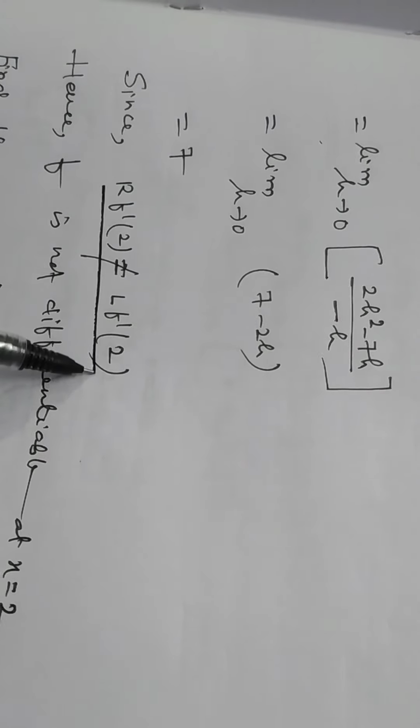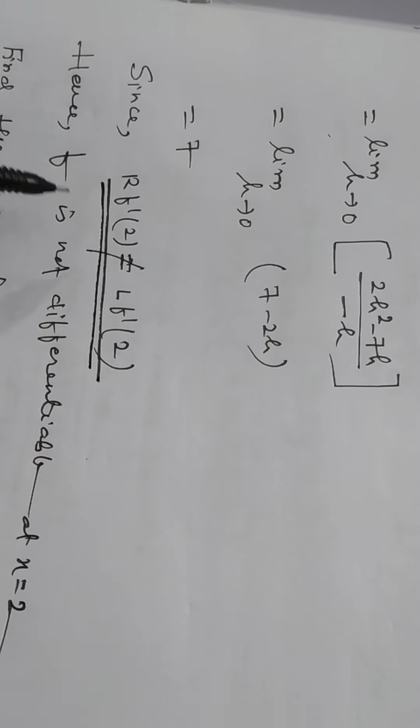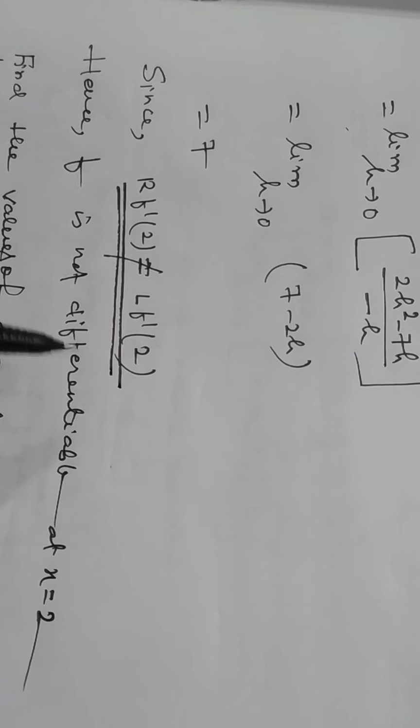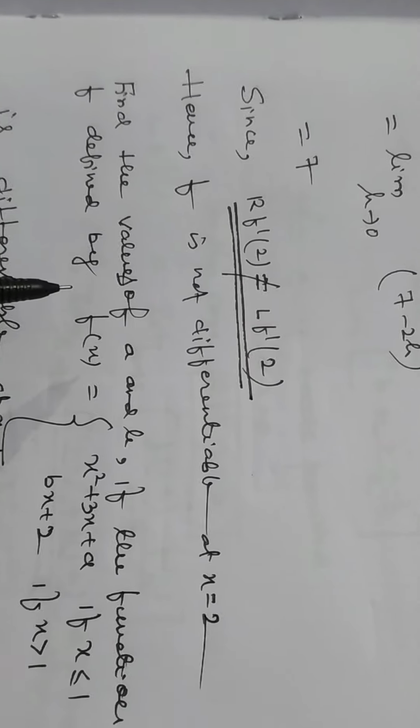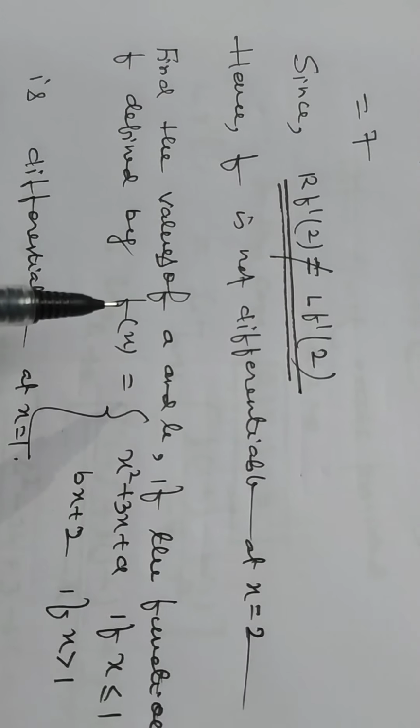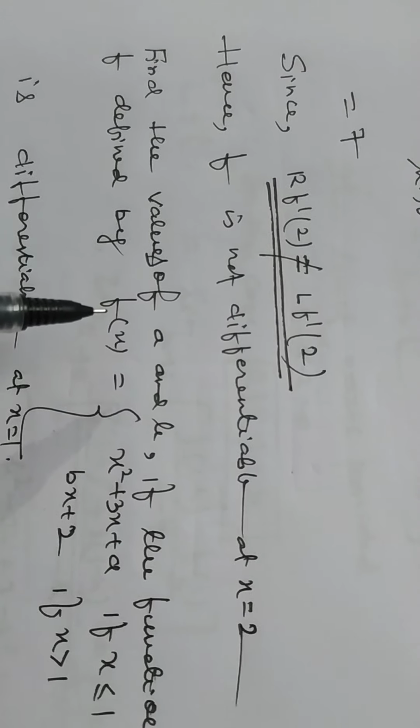What do we observe? We observe that the right hand side derivative at the point 2 is not equal to the left hand side derivative. So in this way we can solve this problem. I hope you have followed me.